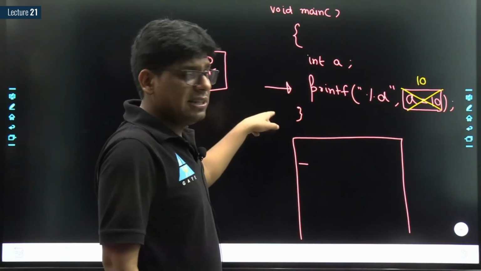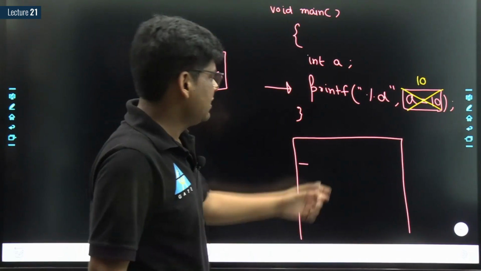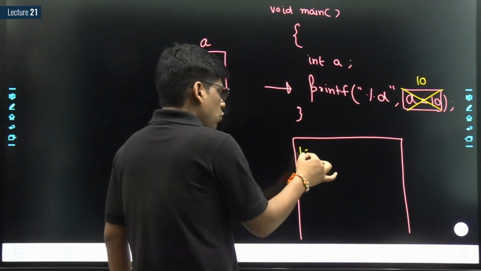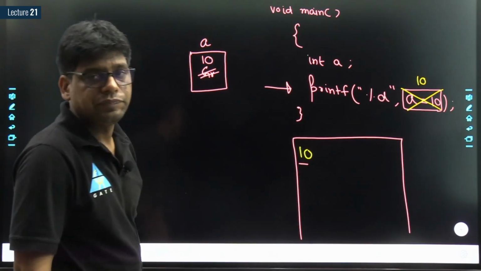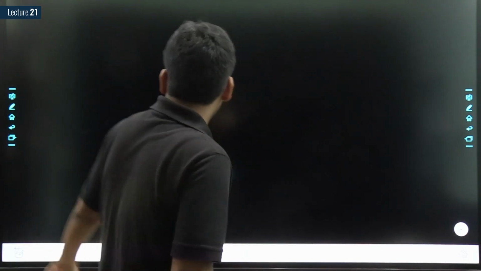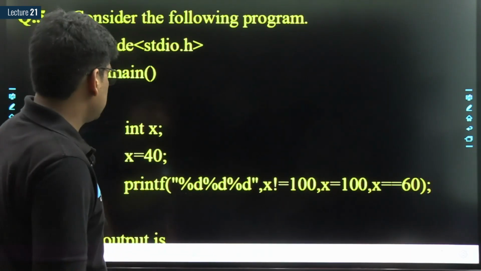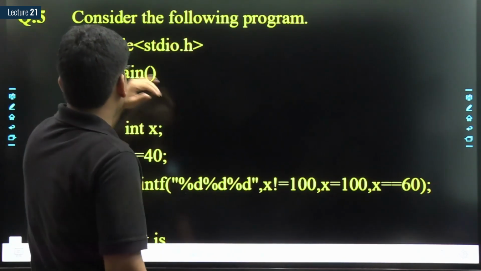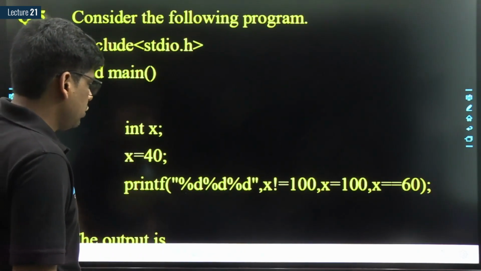Because what is the value we assigned? 10. That is the output of assignment statement. So, what is the output? Sir, the output is 10. Okay, done. Sir, let me solve this. Okay. Sir, consider the following program, something like this, x is equal to 40.